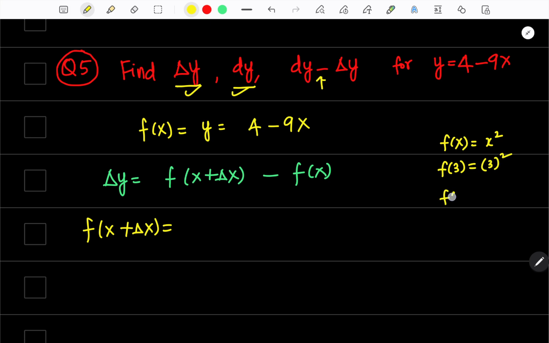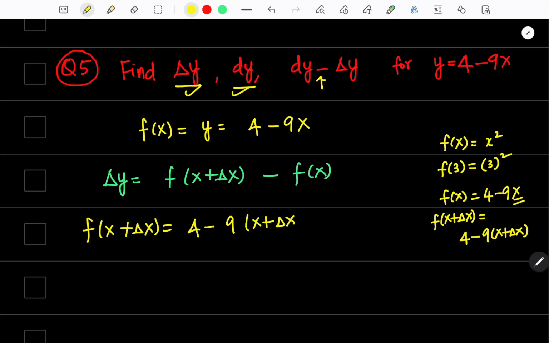In the same manner, your f of x is what now? 4 minus 9x. So you are going to put x plus delta x. It means in the place of x, you are going to put x plus delta x, which is 4 minus 9 into x plus delta x. So let us simplify this, which is 4 minus 9 times x and minus 9 times delta x. So this is your f of x plus delta x.